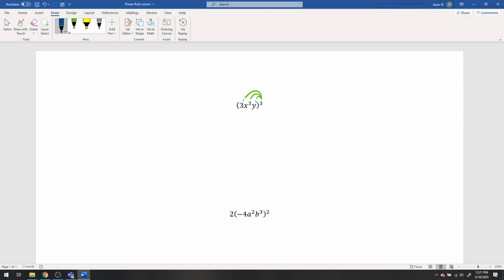The result of this problem is that we get 3 to the third power, since the outside 3 times the inside 1, 3 times 1 equals 3. And then we have x to the third power. To the third power gets x to the ninth. We do 3 times 3. And then we get y to the third power as well.